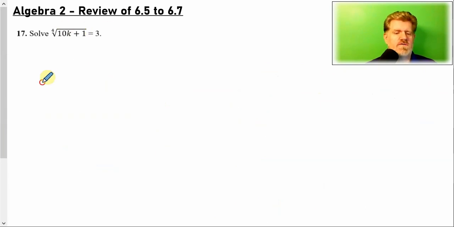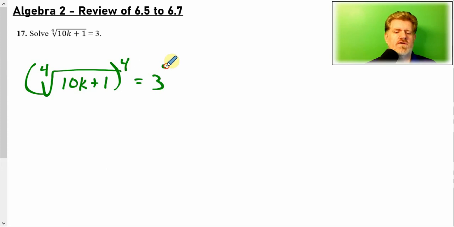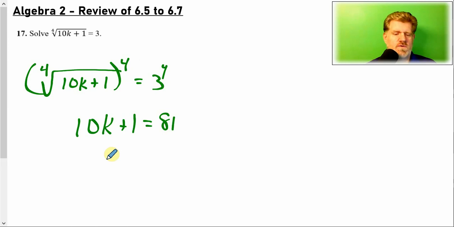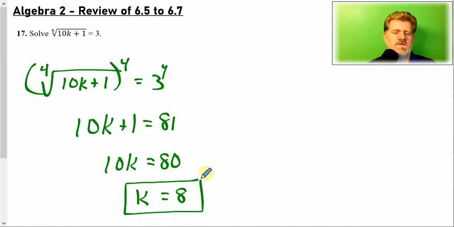Solving. So what is the inverse of a 4th root? You got it. To the 4th power. And we did that before. That's 81. 3 times 3 is 9. 3 times 3 is 9. 9 times 9 is 81. Subtract 1 and divide by 10. It's very similar to the other problem we did, isn't it? But that's okay. K is 8.